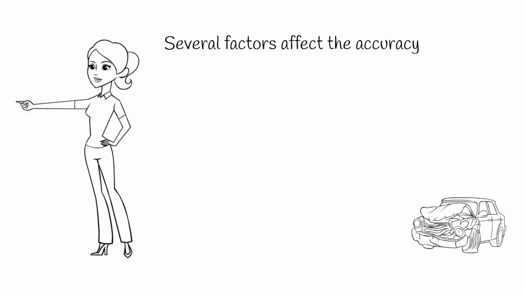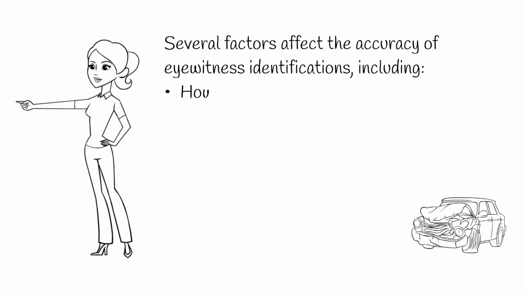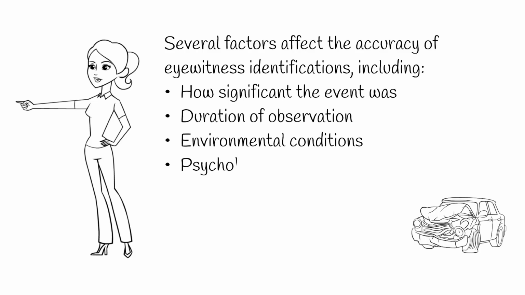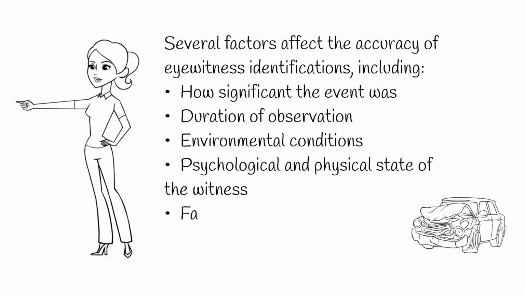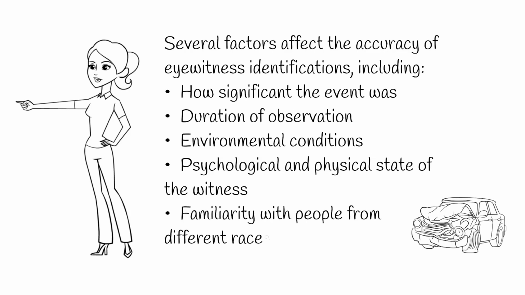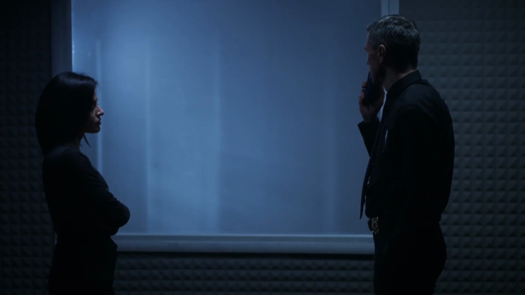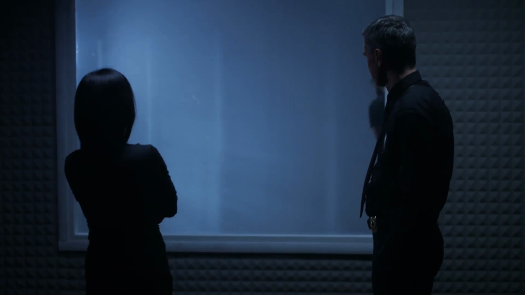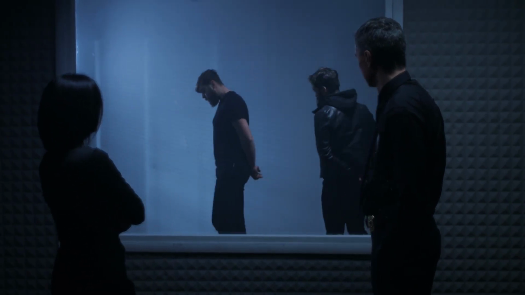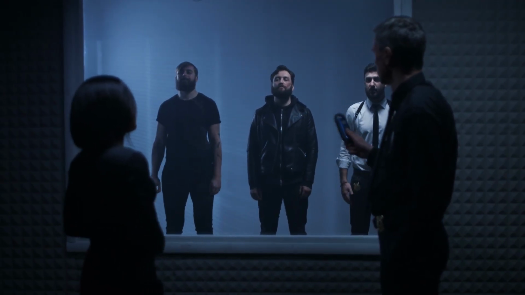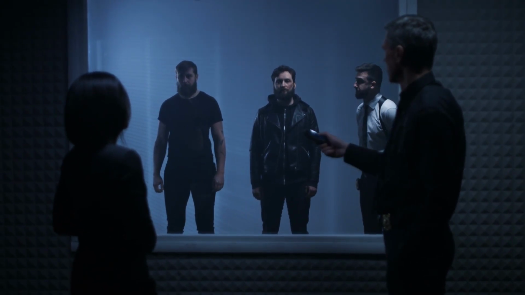Several factors affect the accuracy of eyewitness identifications, including how significant the event was, duration of observation, environmental conditions, psychological and physical state of the witness, familiarity with people from different races or ethnic groups, expectations and assumptions. Understanding both competency and the limits of eyewitness memory helps investigators weigh testimony carefully, ensuring the evidence collected is as reliable as possible.